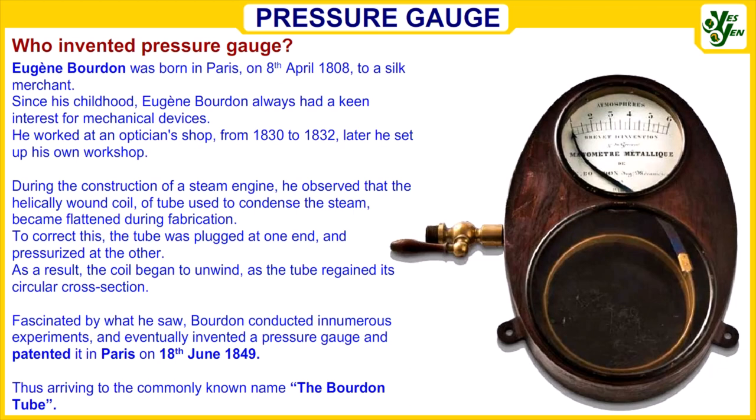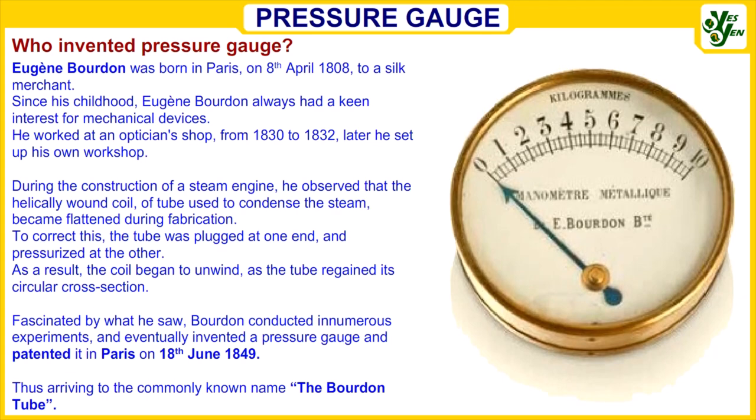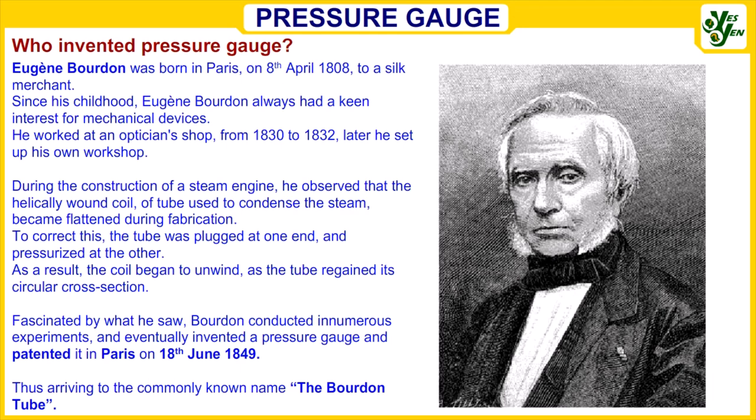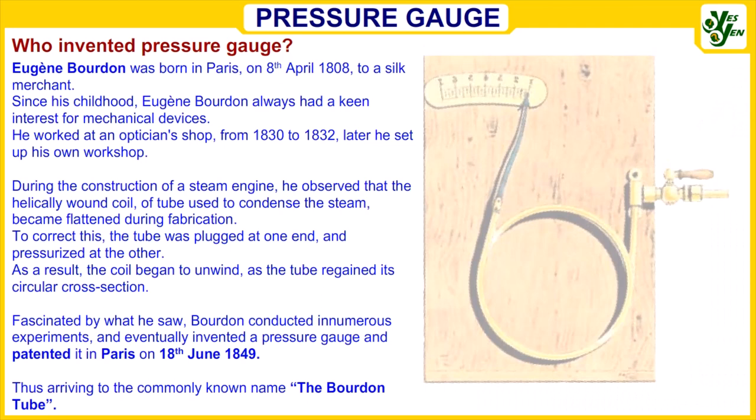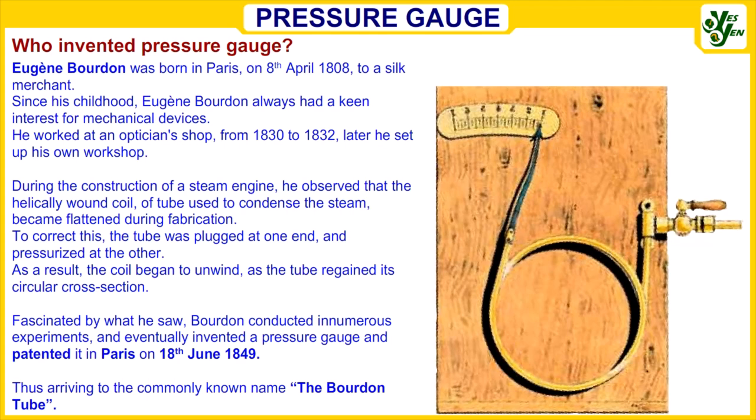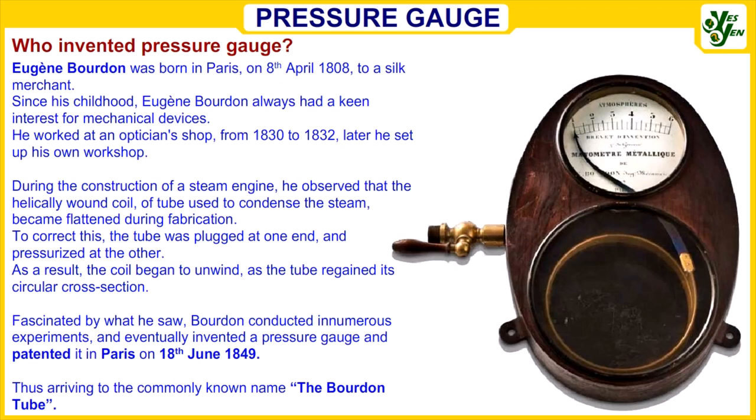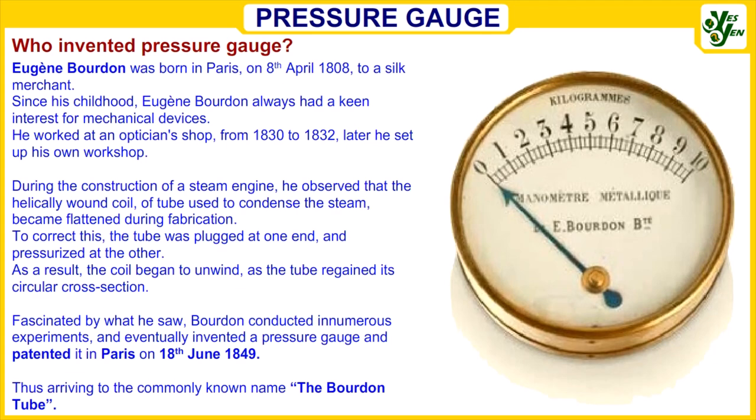During the construction of a steam engine, he observed that the helically wound coil of tube used to condense the steam became flattened during fabrication. To correct this, the tube was plugged at one end and pressurized at the other. As a result, the coil began to unwind as the tube regained its circular cross-section. Fascinated by what he saw, Bourdon conducted numerous experiments and eventually invented a pressure gauge and patented it in Paris on 18 June 1849, thus arriving to the commonly known name, the Bourdon tube.